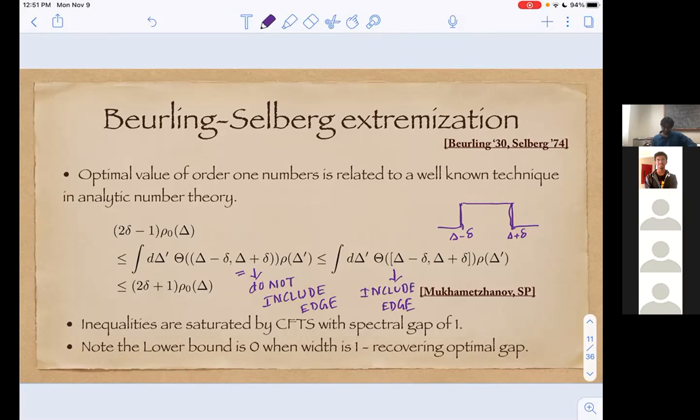And then we found that the optimal value of these order one numbers is 2 delta plus 1 for the upper bound, and the lower bound is 2 delta minus 1. The whole point is that the lower bound saturates the number of states within a window when you do not include the edge states, and the upper bound saturates the states when you include the edge states. That's why you can see that the lower bound and upper bound differ from each other, but still you can have saturation in both directions.